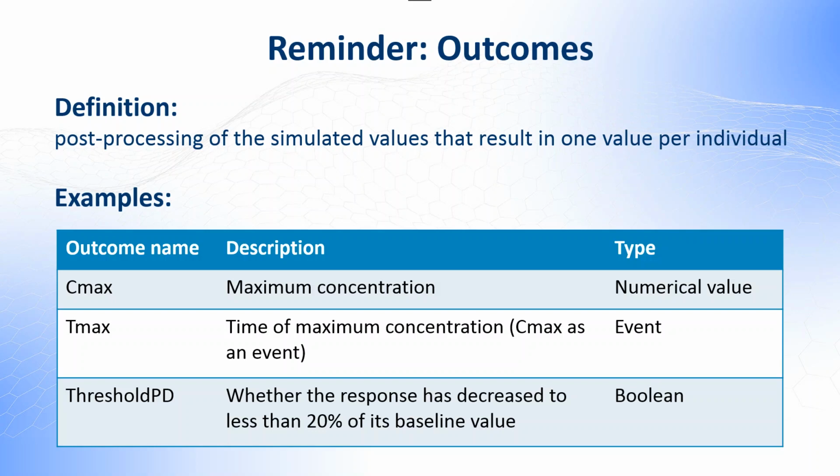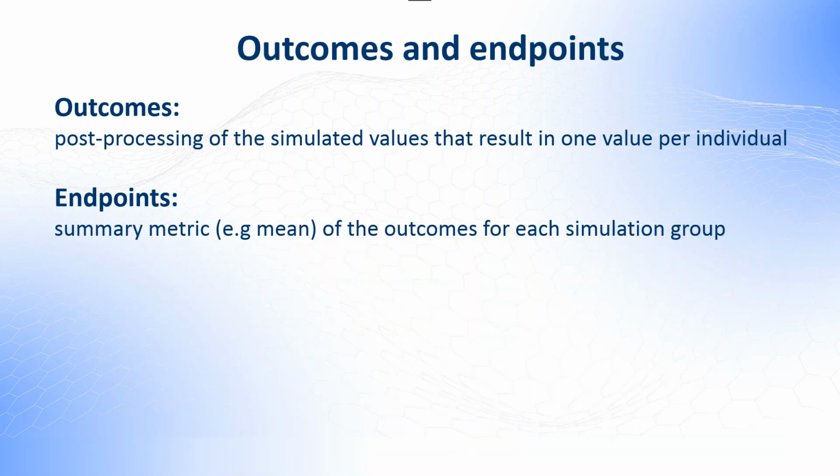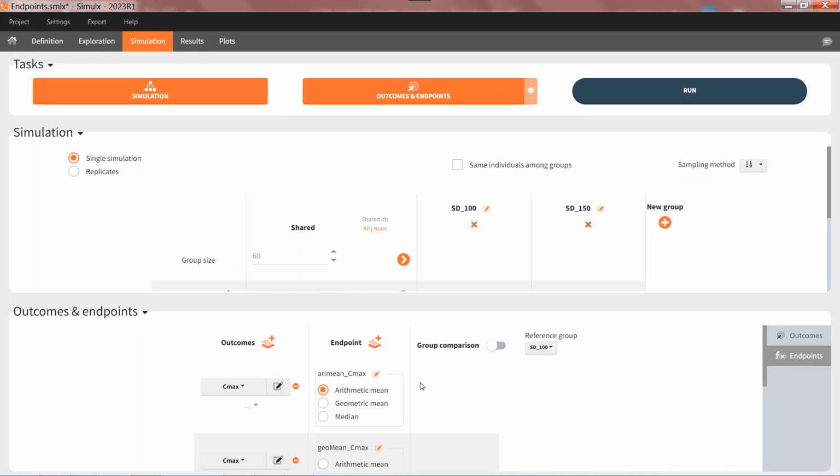This value can be a double, such as the Cmax for instance, or the time until an event, such as the Tmax considered as time to event data and displayed as Kaplan-Meier curve, or a true-false value depending if a condition is met. The next step is to summarize these outcomes for each of the simulation groups, and this is what we call endpoints.